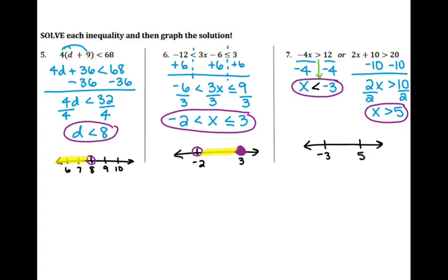So at negative 3, I have an open circle because I did not have the or equal to. Same thing at my 5. Values that are less than negative 3 are going to be to the left. Values that are greater than 5 are going to be to the right.